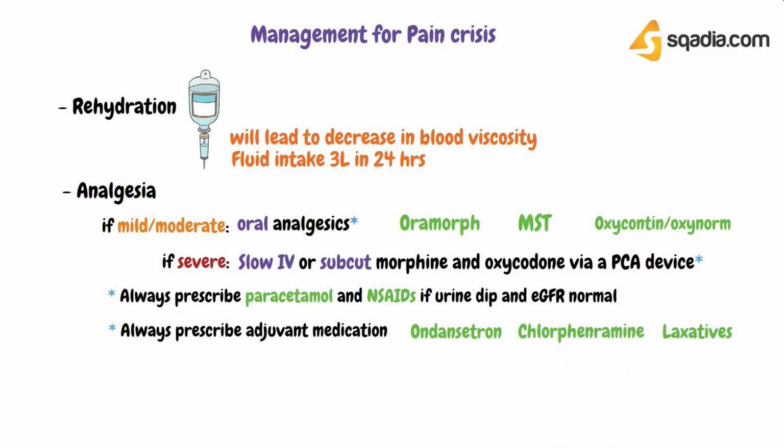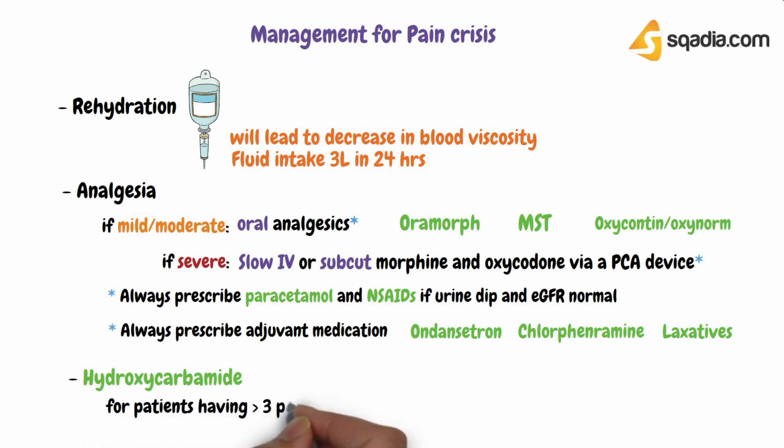And then we have another medication that is used for treatment called hydroxycarbamide, which might also be known as hydroxyurea. And hydroxycarbamide or hydroxyurea is only given for patients having more than 3 episodes of pain crisis in a year. And the way that it's given is that you need to titrate the dose for hydroxycarbamide for the first 6 months. And by the end of 6 months, when you find out the optimum dose that the patient needs, you just continue him or her on that dose for the rest of their life.